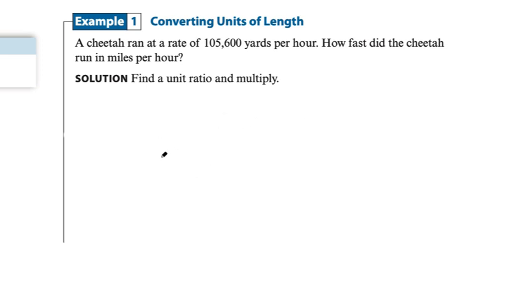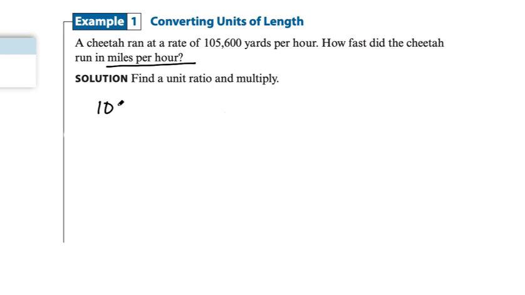Okay, let's look at example 1. So we're going to be converting unit lengths. We've got a cheetah that ran at a rate of 105,600 yards per hour. That's not particularly a convenient way of discussing that kind of speed. So we can look at it as, how fast did the cheetah run in miles per hour? That's a little bit more convenient. That's something we can think about a little bit easier. So we need to convert that. So here's what we do.